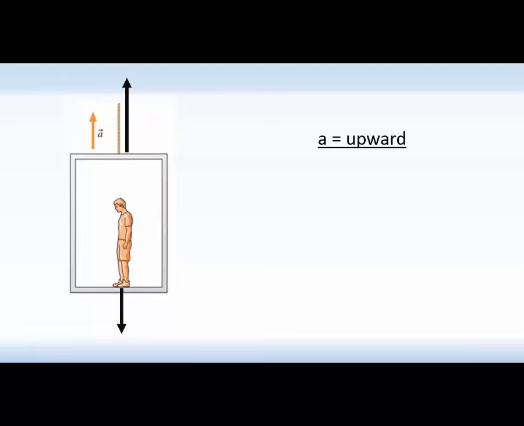Because of this, there must be more force going up than there is going down. And therefore the normal force is equal to the weight plus mass times acceleration. Another way of looking at this is that the apparent weight will be greater than the weight. And so if you were standing on a scale in an elevator doing this, the scale would read more than what your actual weight was.